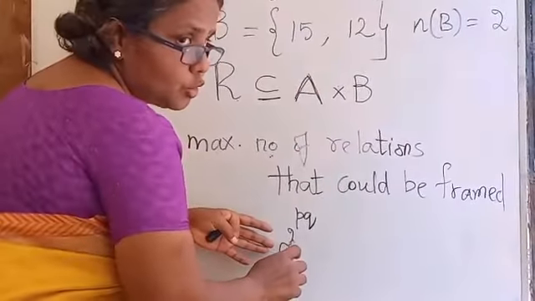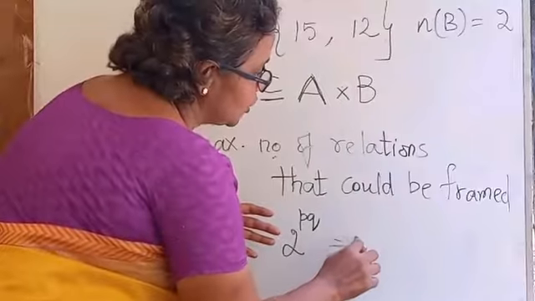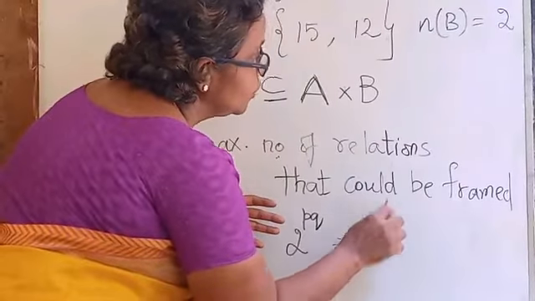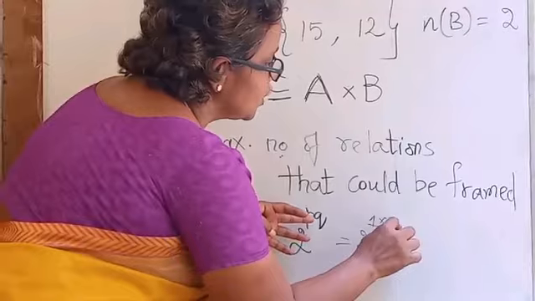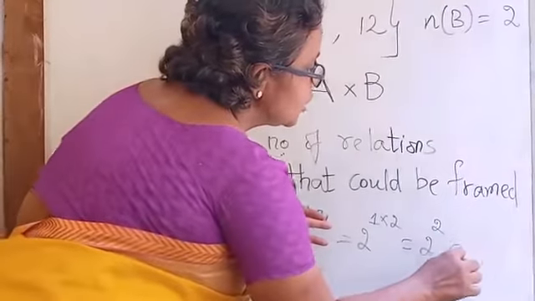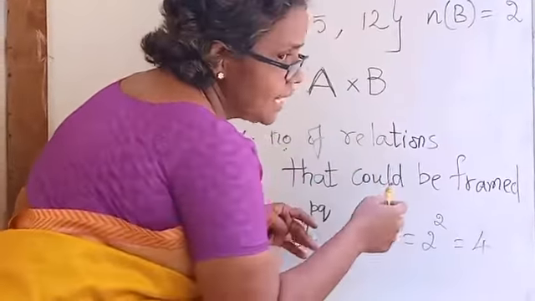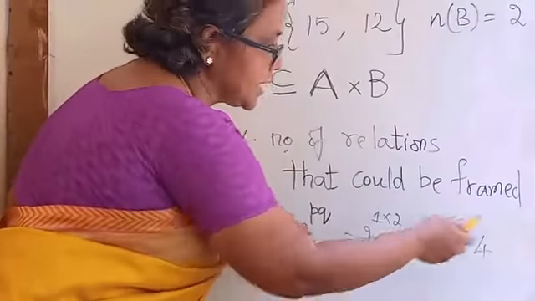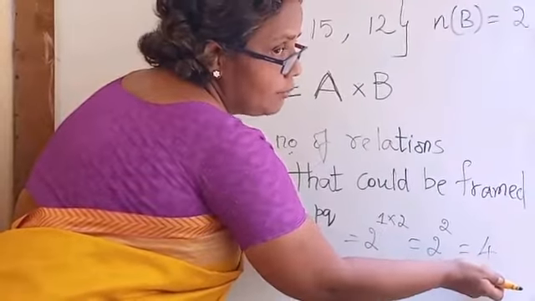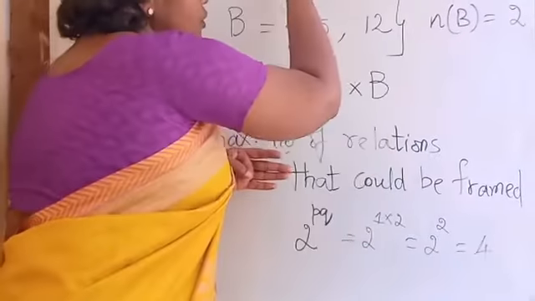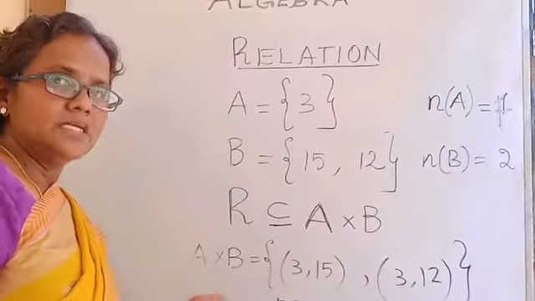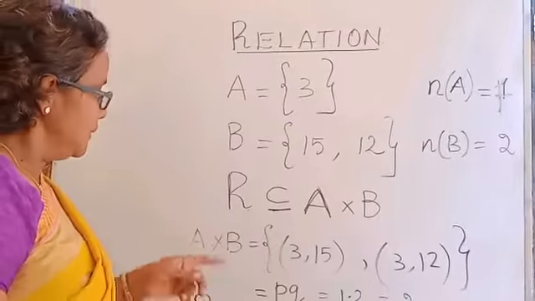It is nothing but 2 to the power of P and Q, which is equal to 2 to the power of, here P is equal to 1, and Q is equal to 2, and therefore it is 2 to the power of 2, which is equal to 4. In the next slide, I will show you what are the various relations that I can frame. And you see, at the maximum, you can frame 4 relations using these 2 sets. Okay? Just look at this slide.